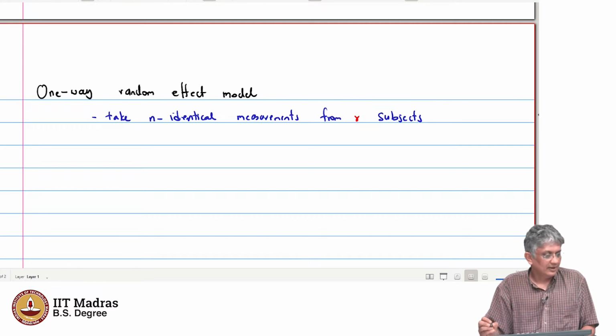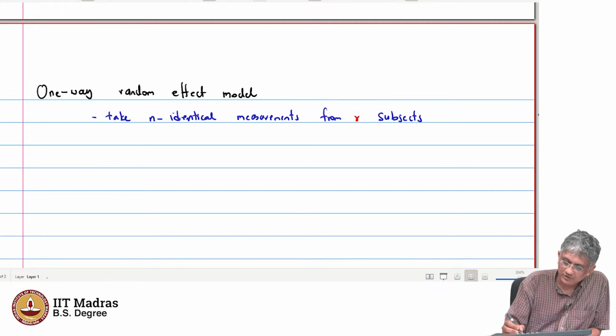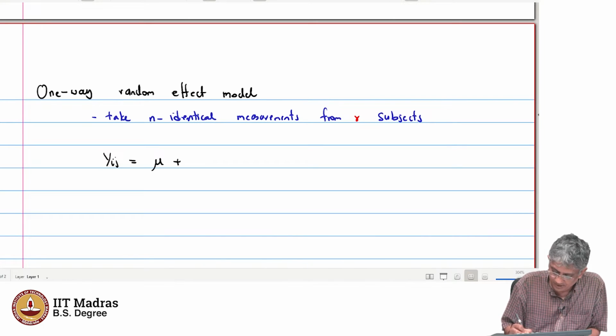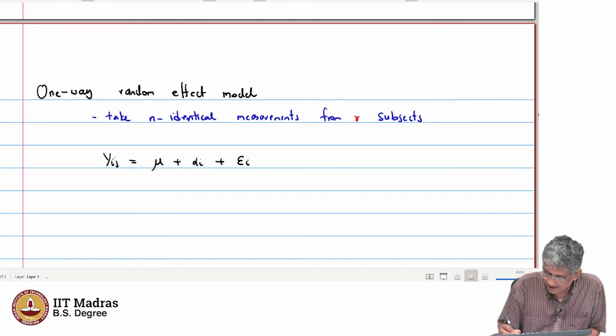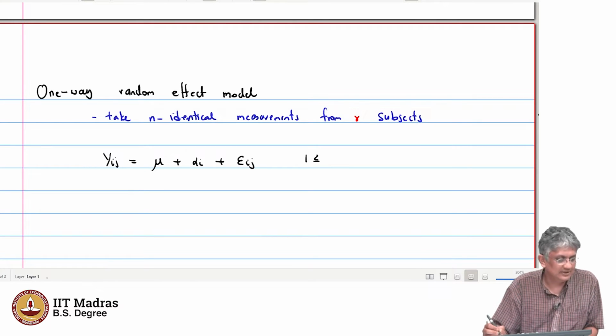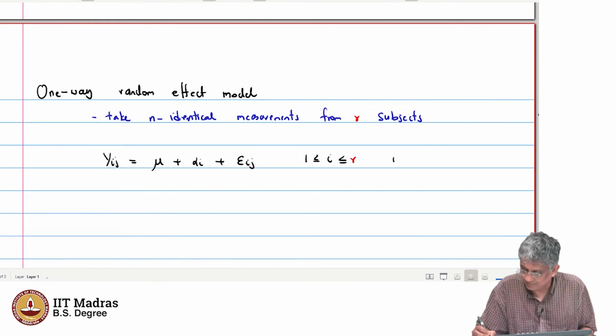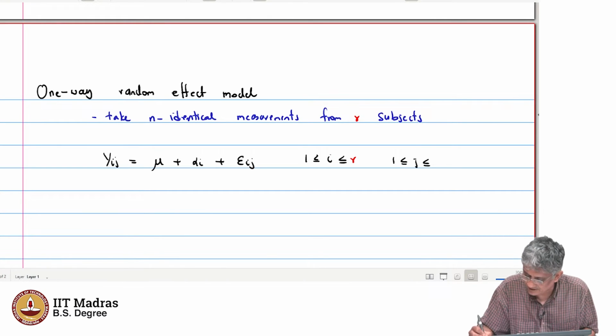Very good. So what's the model going to be like? The model is going to be Yij is equal to mu plus alpha i plus epsilon ij, for 1 less than or equal to i less than or equal to R. There are R groups, and then n samples, so 1 less than or equal to j less than or equal to n.